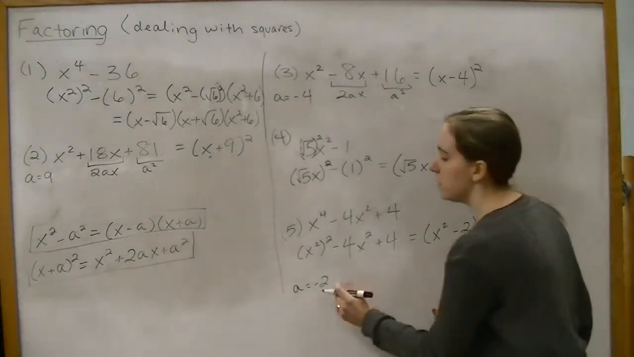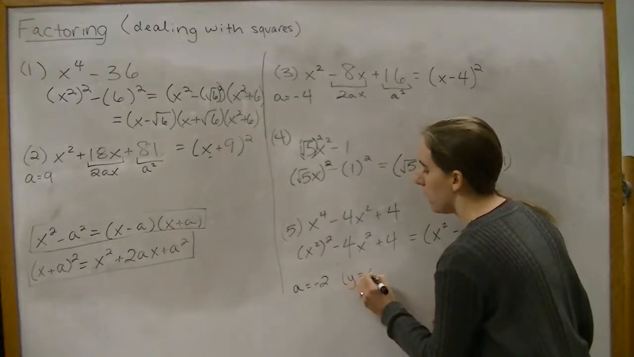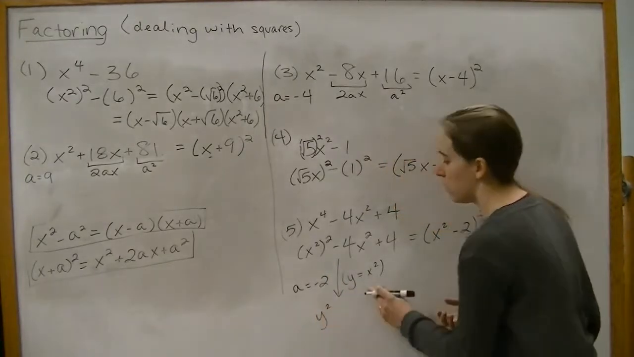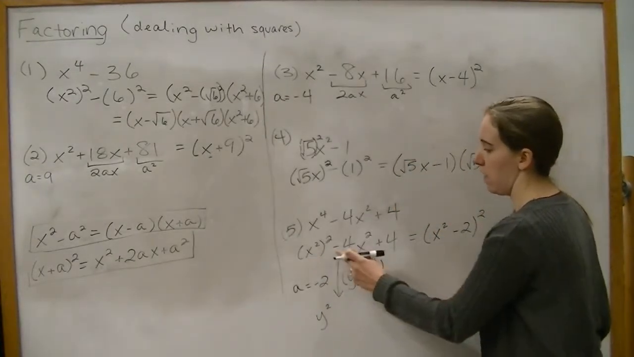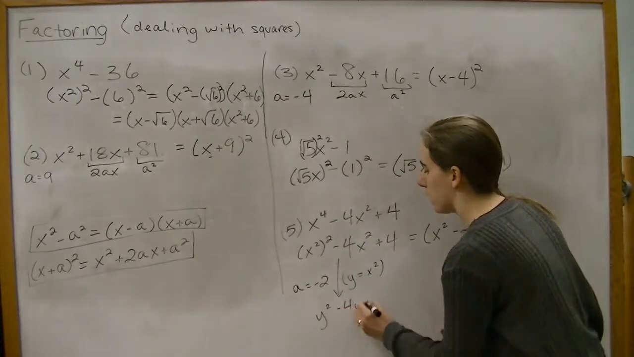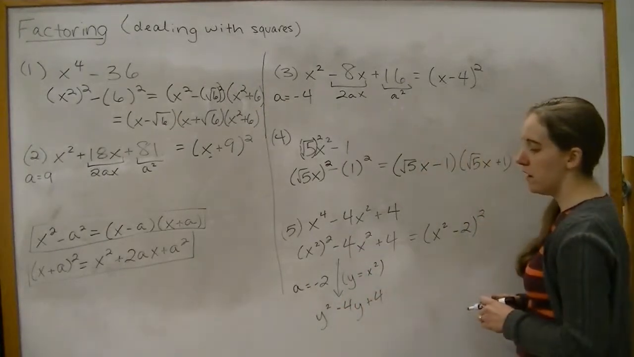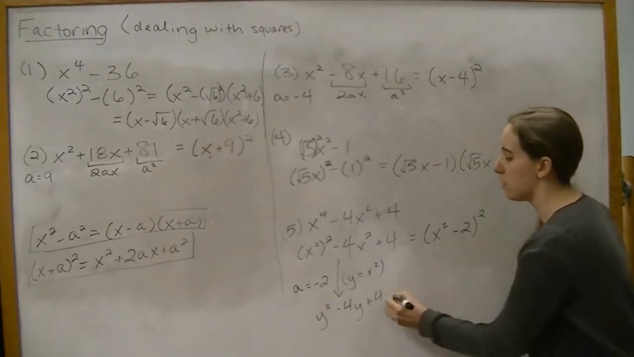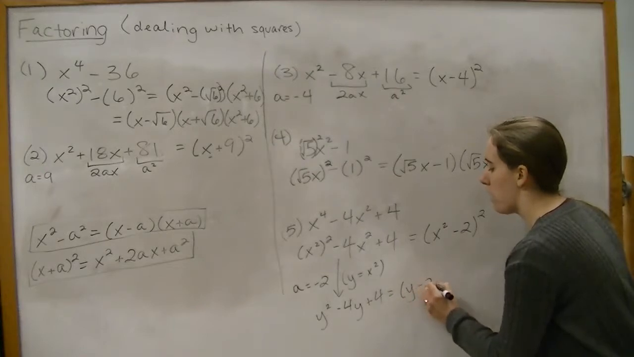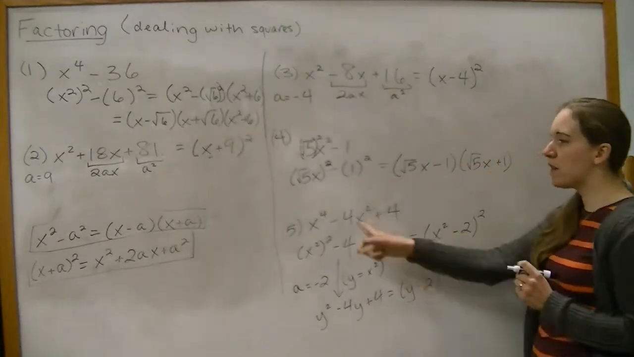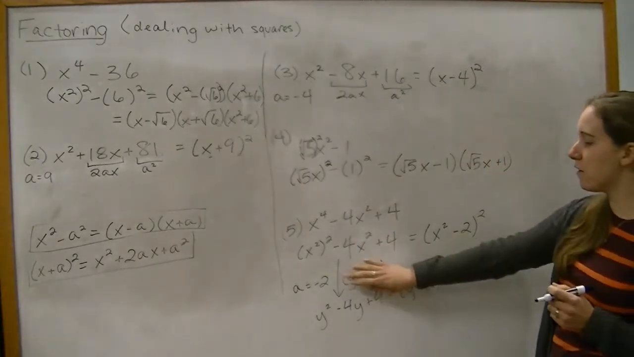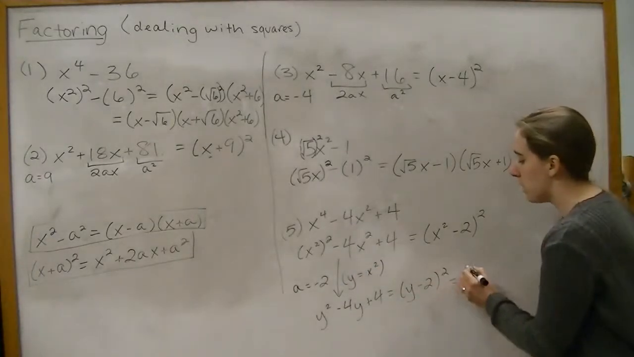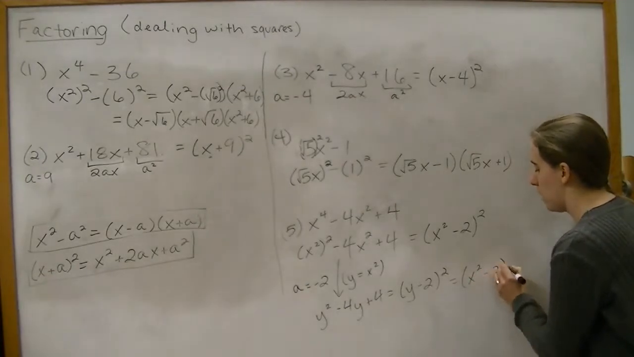Or if it helps you, you can use the substitution y equals x squared, and then you end up with y squared, because that's going to be just y now, minus 4y plus 4. Then it'll be easier to see that you have exactly this form with a equals negative 2. You end up with y minus 2 squared. But we started with x's, and if I had forgotten to write that down, I'd probably understand what this meant and how I got there, but no one else would, so we need to put that x squared back in there.